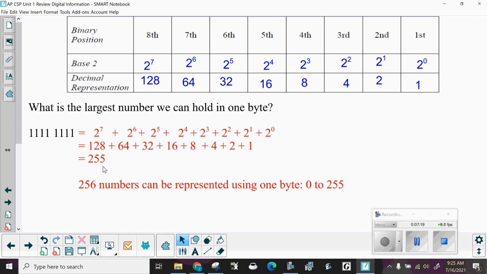Now, that's the largest value we can store, but we can have 256 numbers. Why 256 numbers and the largest is 255? Because 0 is a number. 0 through 255 represents 256 numbers or values.